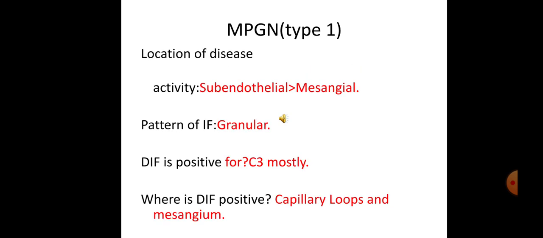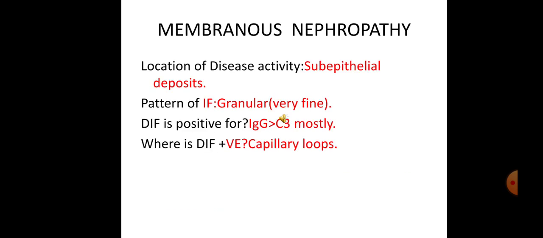Type 1 MPGN, that is membranoproliferative glomerulonephritis. In this condition, the location of disease activity is along the subendothelial region, then mesangium. The pattern of immunofluorescence is granular. DIF is positive for C3 complement protein mostly, and DIF is positive along the capillary loops and the mesangium.